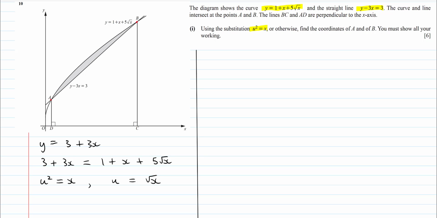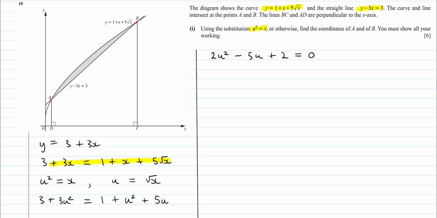So substituting into our equation then, we're going to get 3 plus 3 times u squared, as u squared is x, and that's going to equal 1 plus u squared plus 5 times u, as u is equal to square root of x. So simplifying this then, we're going to get 2u squared minus 5u plus 2 is equal to 0. So now we need to solve this for u.